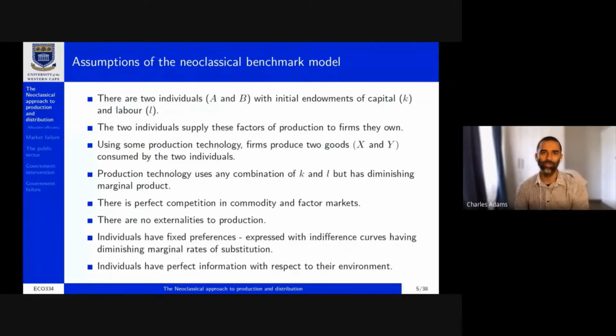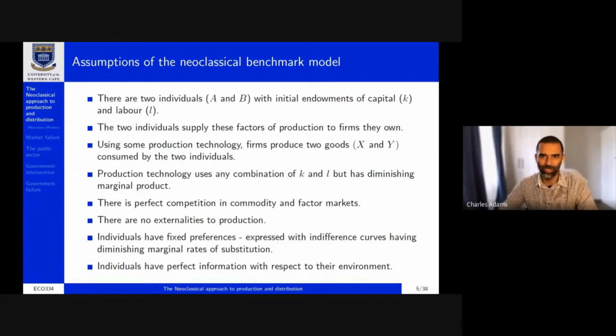Okay, so we start out with two individuals. We'll call them A and B. They have some initial endowments of capital and labor. In other words, between the two of them, they have some share of the total capital in the economy, and they have some share of the labor in the economy.